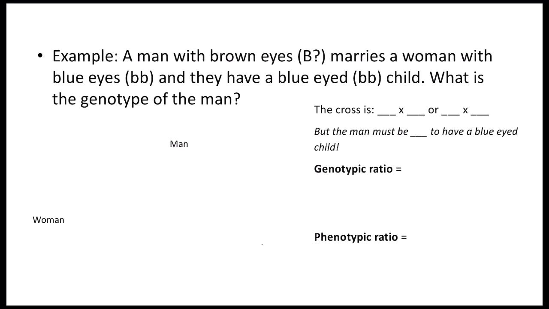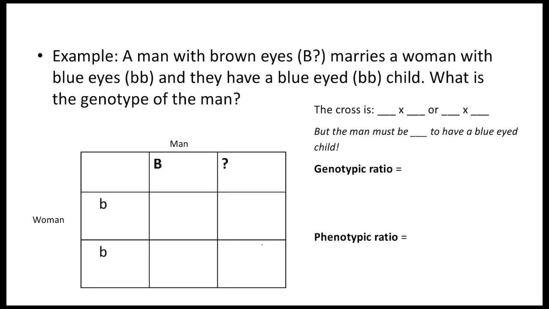Okay, so again, eye color is something that is quite simplified here. It's not actually this simple, but it works well for the example. A man with brown eyes, big B question mark, so we don't know if he's homozygous dominant or heterozygous, marries a woman with blue eyes, and blue eyes is recessive, so we know that it is little b, little b. They have a blue-eyed child. What is the genotype of the man? So brown eyes is dominant, but we don't know our second allele.